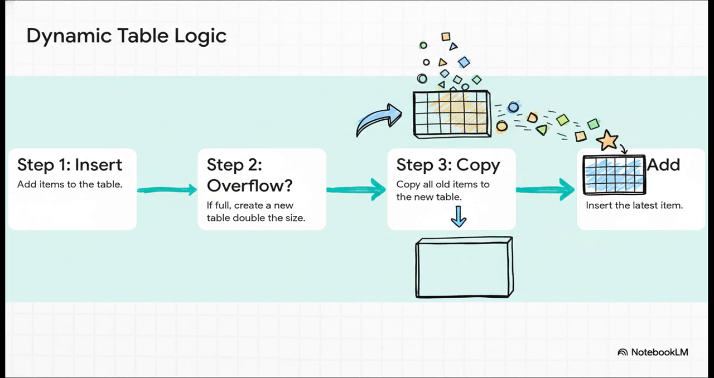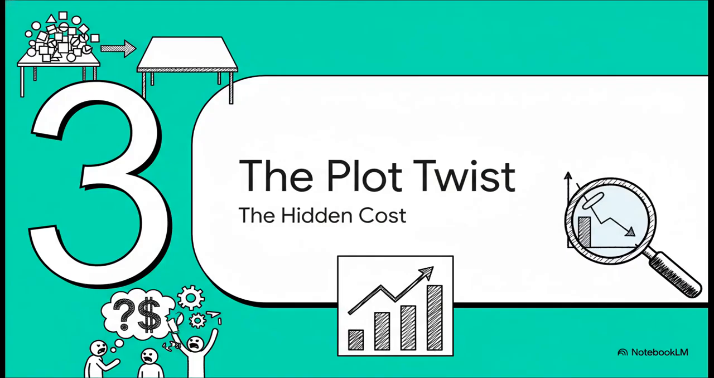Now this is where the magic happens. The algorithm creates a brand new table double the size of the old one, copies every single thing over, and then it adds your new item. Sounds elegant, sounds simple, but you know there's a catch. And here it is. Here's the plot twist. That moment of growth, that step where you have to copy every single item from the old table to the new one, that has a hidden cost. And on the surface, this cost looks, well, it looks disastrously inefficient.